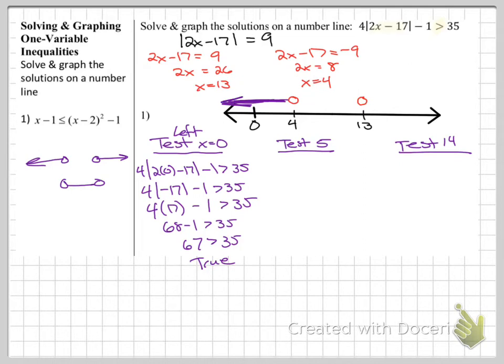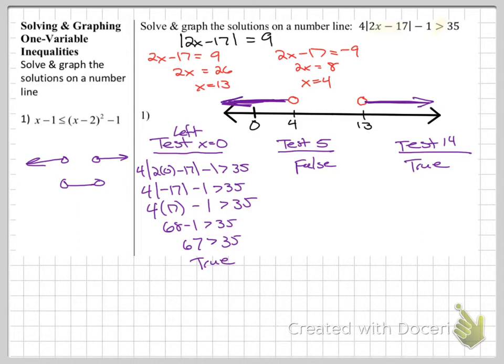You're welcome to do those tests. Test 5, you should get false if you carefully test 5. And then test 14, you should get true. But it's just kind of a shortcut. If one of them goes to the left, the other one must be going to the right. And then you need to finish your solution.